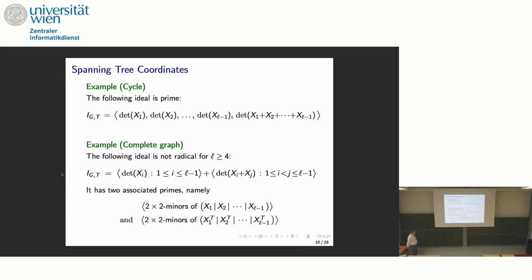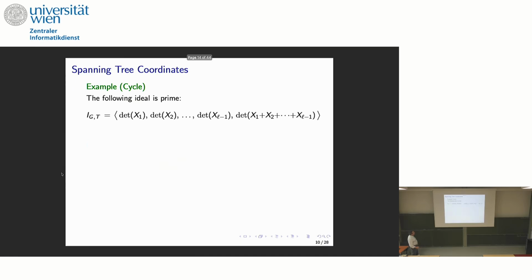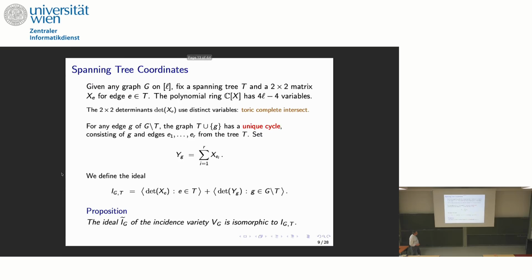The complete graph, yes, Christian? We found that that doesn't influence the computation time. The combinatorics, sometimes you want to choose a spanning tree that makes the combinatorics nice, but in the computation time it didn't make a difference.